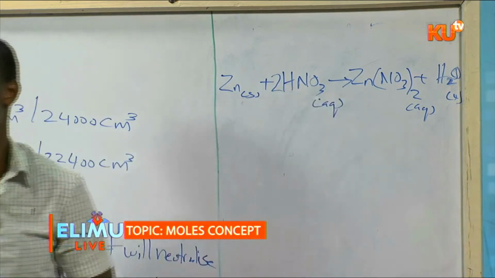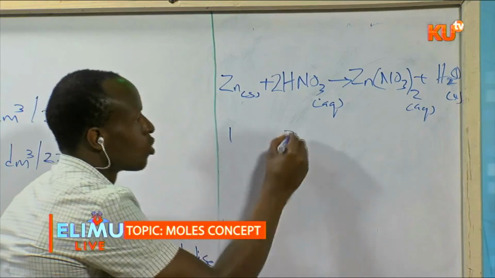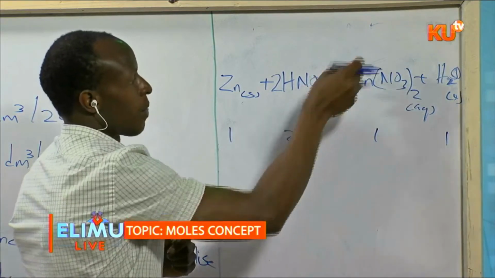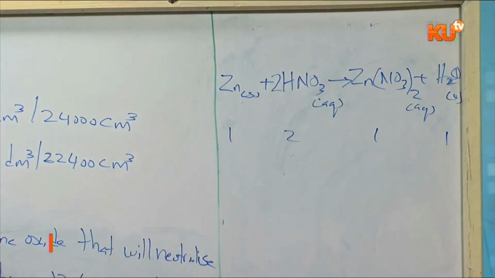NO3 stands for nitrate. So the equation is balanced, and the ratio is 1 is to 2 is to 1 is to 1, because there are no numbers here, but here there's a 2. Then the next step is to calculate the number of moles.